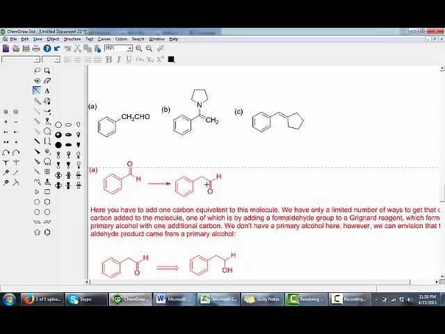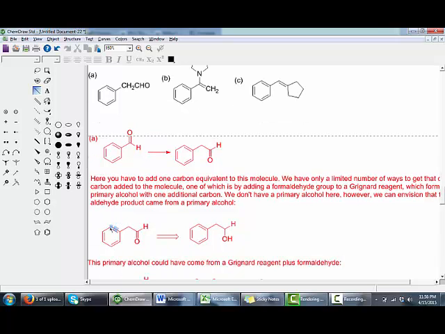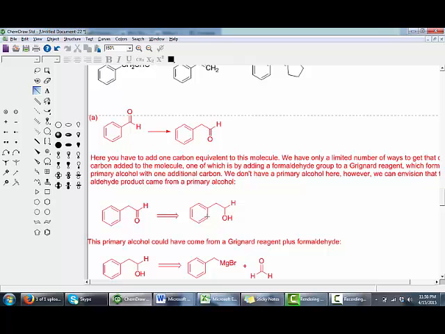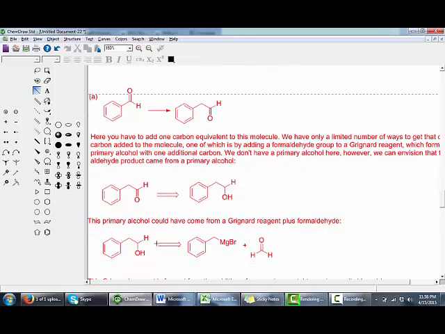Okay, we don't have a primary alcohol here, but what we can start by envisioning, again, if I identify that I'm adding one carbon, that's step one. Step two is saying, what are the ways I know to add single carbons, and one of them is by formaldehyde addition. Knowing that formaldehyde addition gives me an alcohol, I now have to say that even if I don't have an alcohol here, I can envision that this guy came from this primary alcohol, and that this primary alcohol product could have arisen from a Grignard addition of benzyl Grignard over here plus formaldehyde.